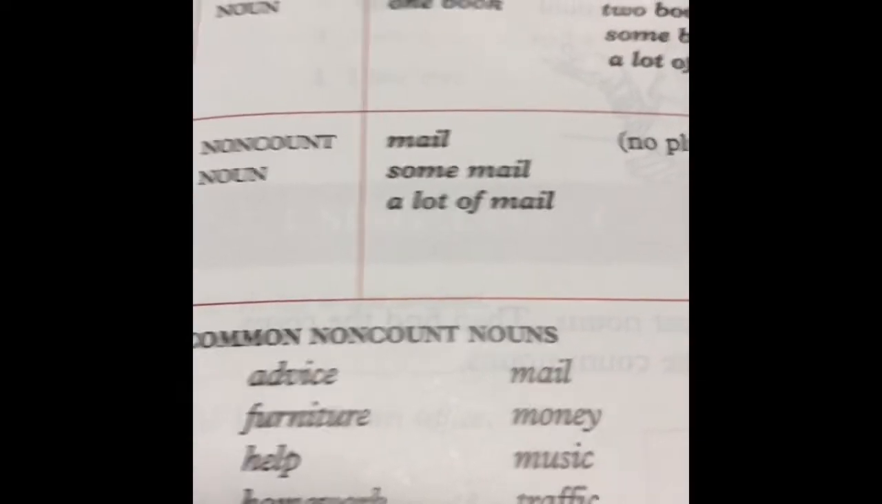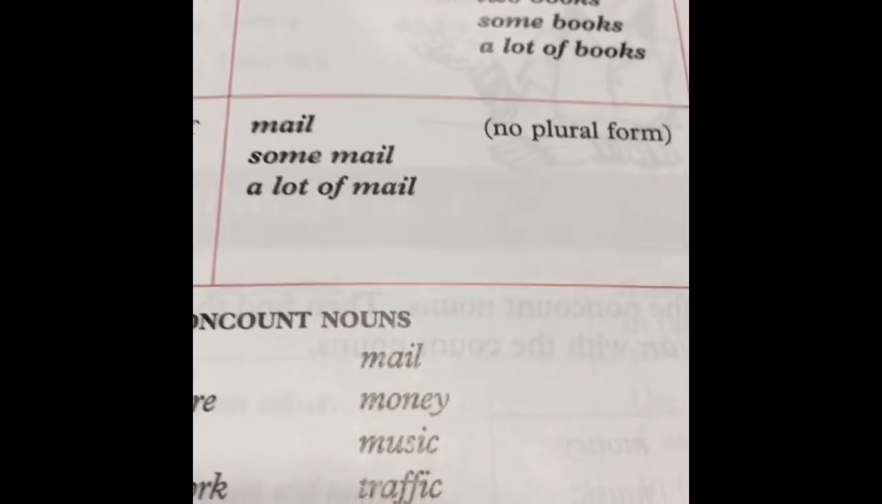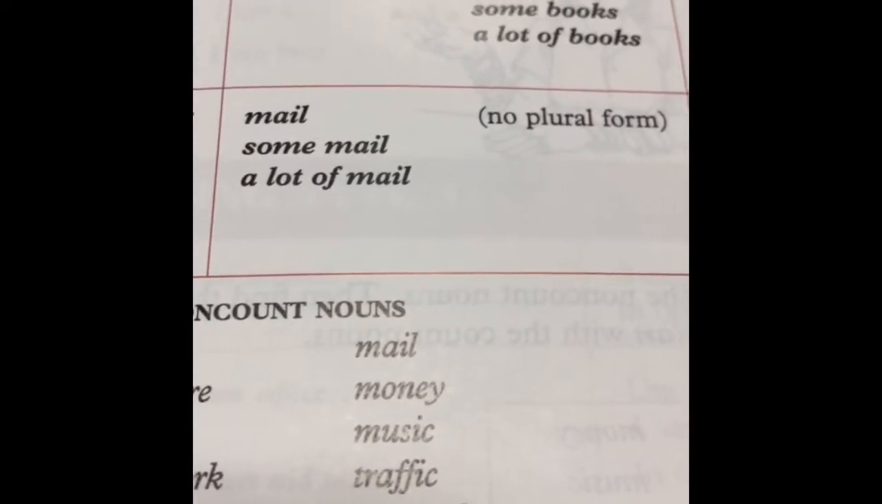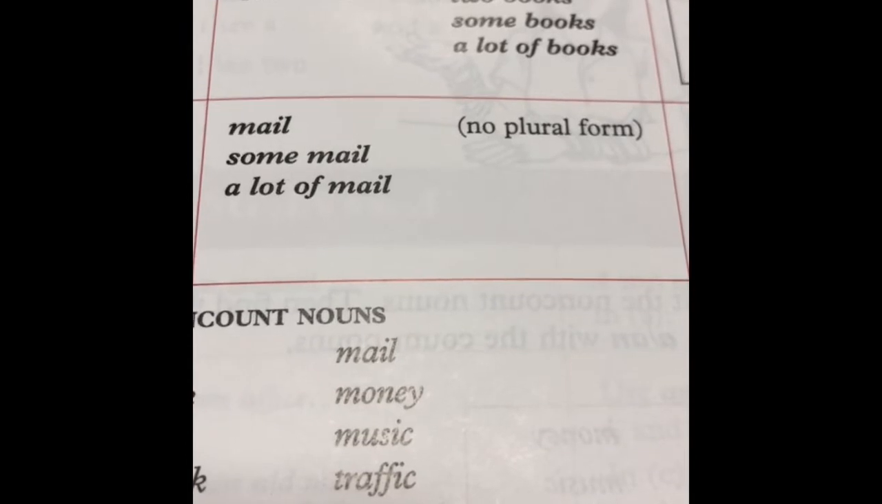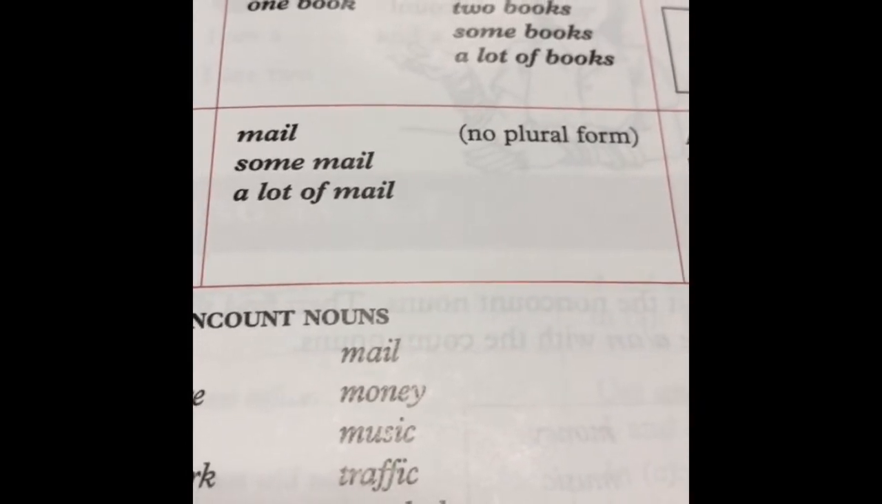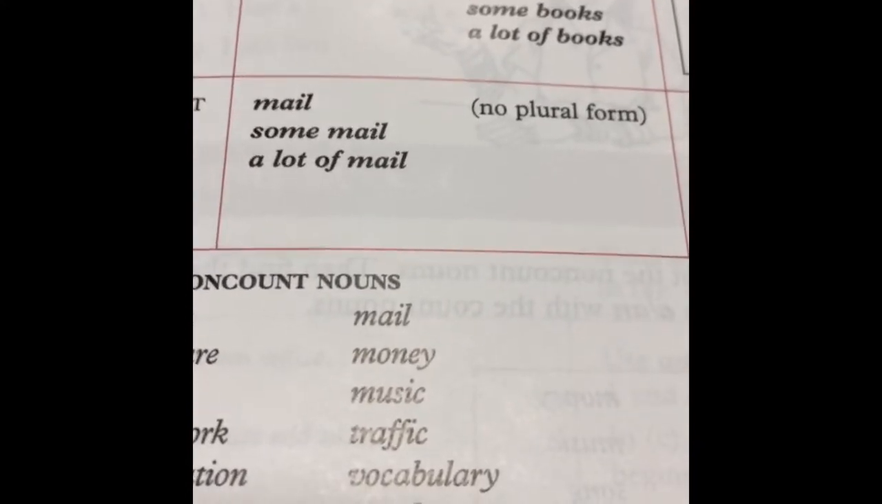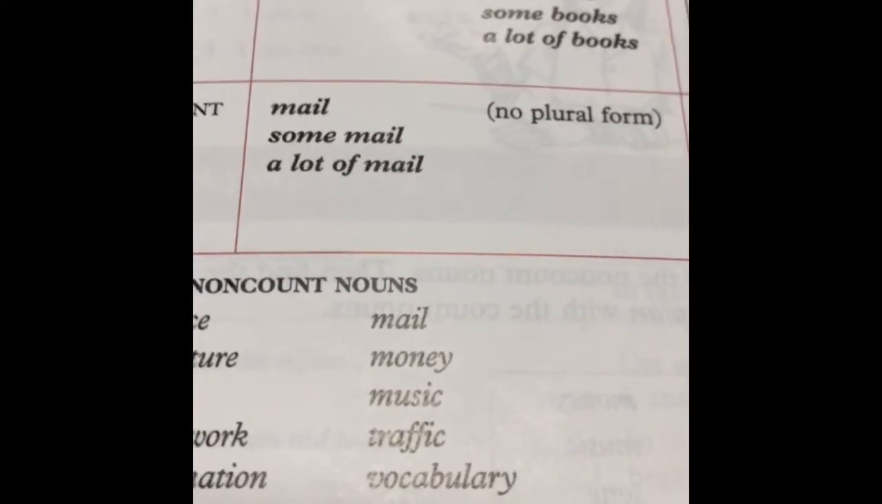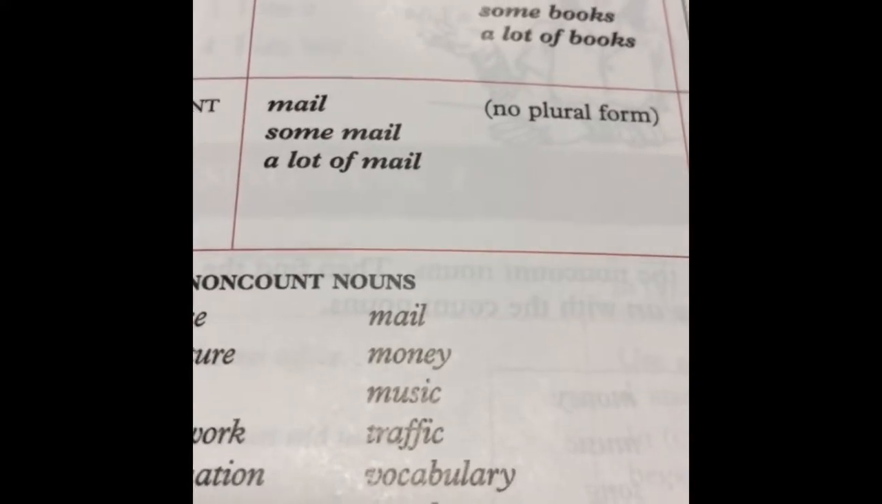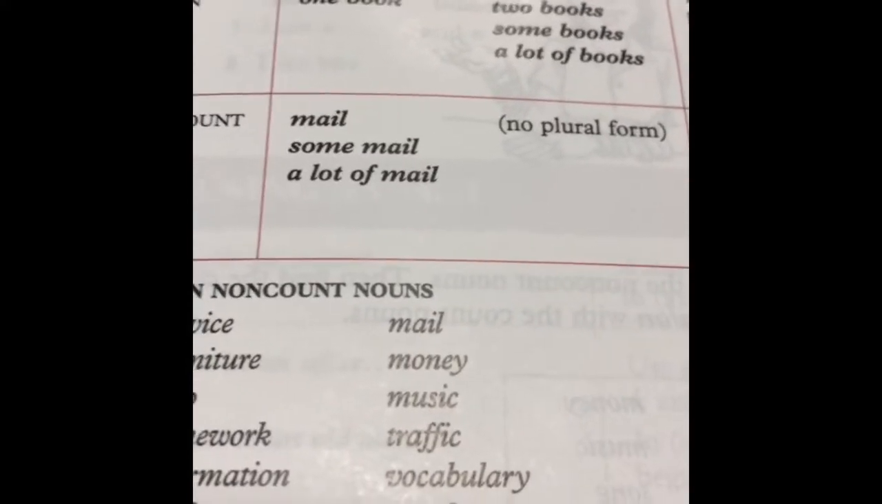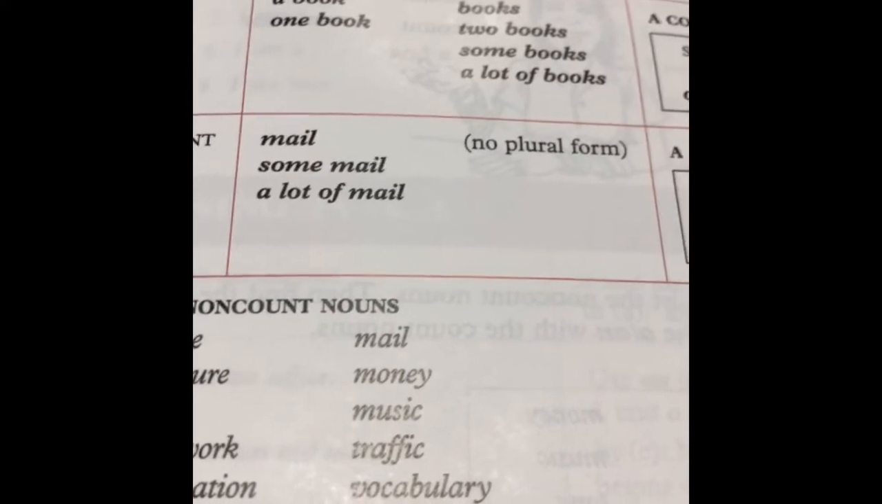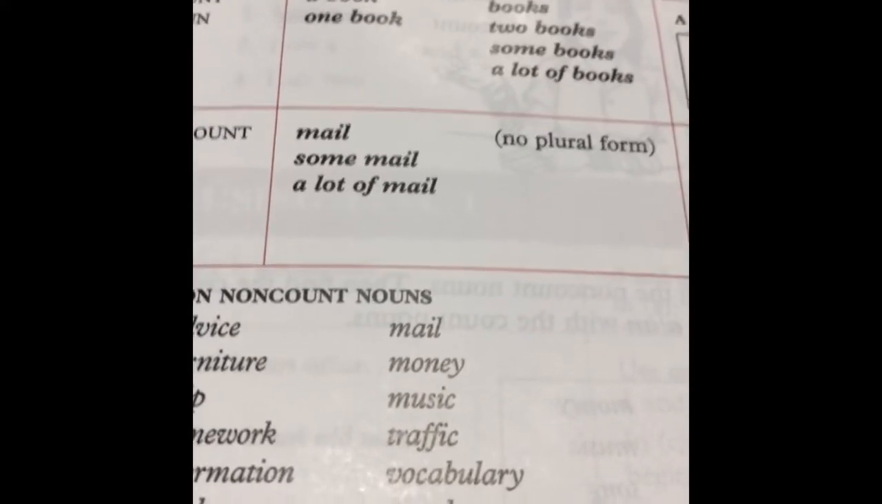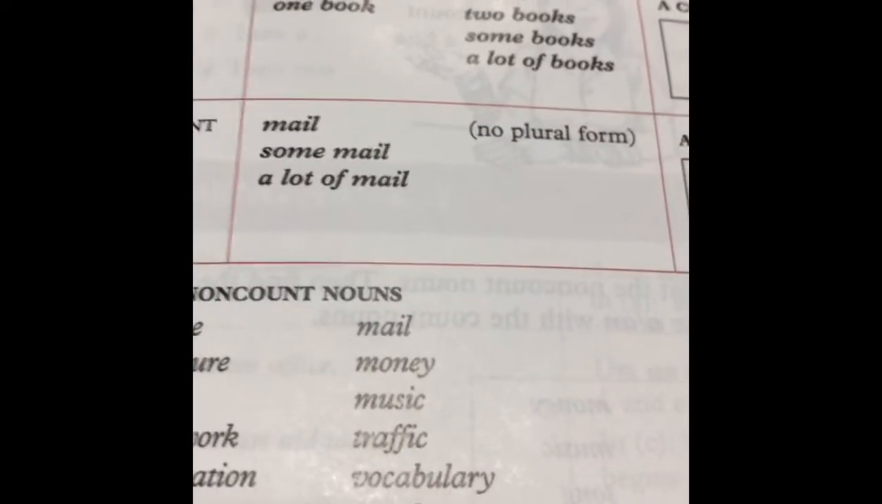Non-count nouns, like mail: some mail, a lot of mail, in the singular and in the plural. So there is no plural form, meaning we don't add s and we don't put a or an before the noun. Uncountable nouns don't take a or an in the singular, and in the plural we don't add s.